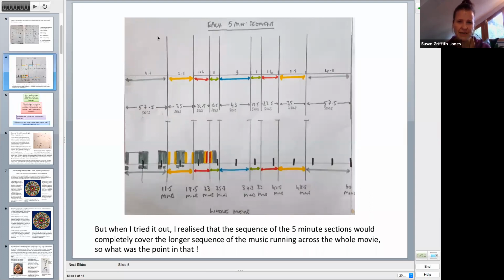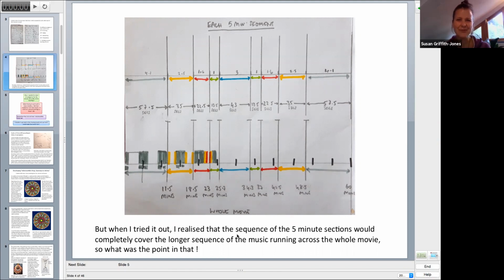Each 5-minute segment would run in golden ratios, so 57.5 seconds divided by 1.618, 35 seconds, 22.5, etc. And then the whole movie would also have this same aspect, 11.5, as I explained on the page before, in increments. It was 7 minutes, so that would come to 8, that would come to 18.5 minutes, etc.